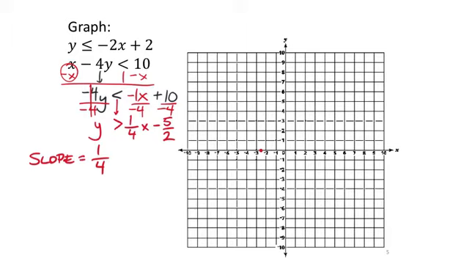So it looks like we may have to go back to the original equation and just test some points out in there to see if it works. So, no problem.